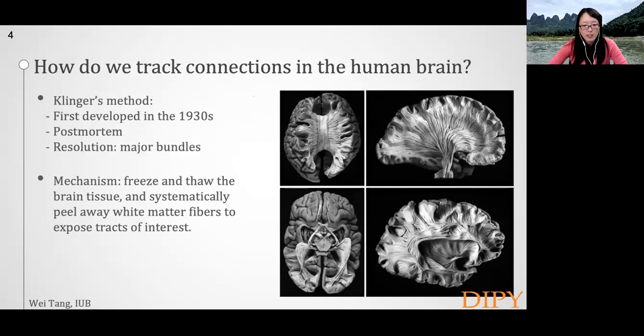Just a little bit of history of the neuroanatomy research in humans. It used to be a postmortem science. The most widely used method is named after its inventor, Klingler. The procedure is to first freeze and thaw the brain tissue, and then systematically peel away white matter fibers to expose the target tracts for investigation. In this way, one can examine the trajectories of major fiber bundles in the whole brain.